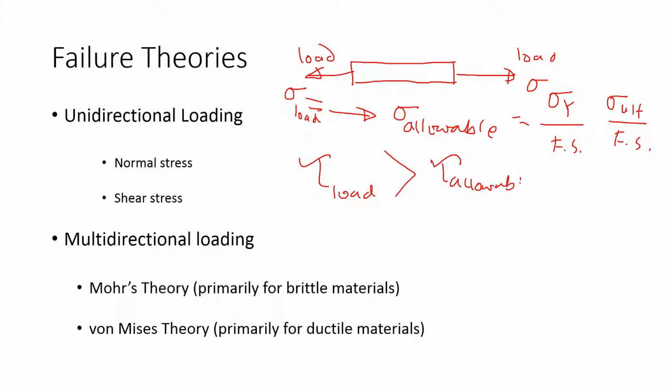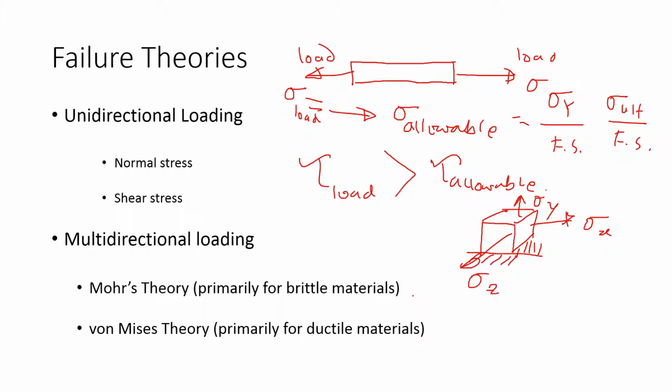it will fail. Now this is for a simple situation, if the load is just pure shear, pure normal, just one directional. However, in reality, material goes under all kinds of stress and loading from all different directions. So it can have a stress in the x-axis, can have a stress in the y-axis and z-axis. So what is the combined effect?